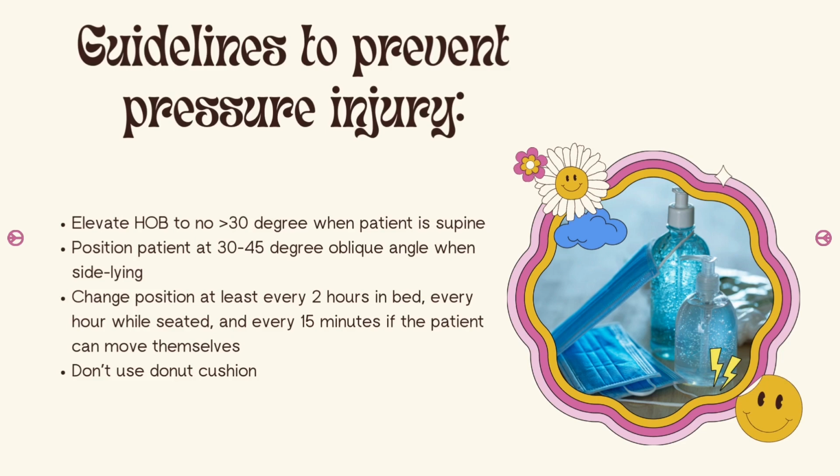Next, and honestly, most importantly, guidelines to prevent these pressure injuries. So, patients are in bed in the hospital or they're sitting up, and some of them don't want to move too much because they're hurting or one reason or another. But it is important that when a patient is supine, you do not elevate the head of the bed greater than 30 degrees. And if a patient is side lying, you want to put them at a 30 to 45 degree oblique angle. And then when they're in the bed, you want to change that position every 2 hours.